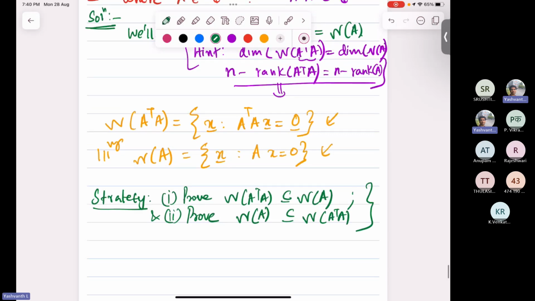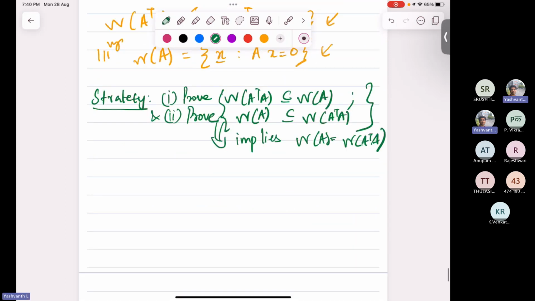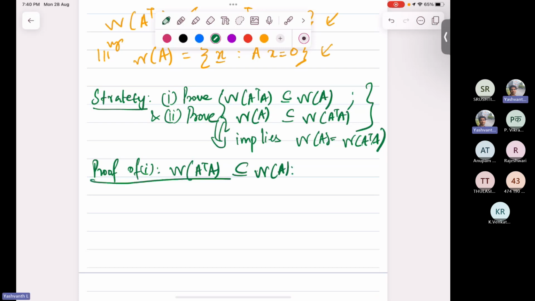Both of them together imply both these sets are identical. Null space of A is the same as null space of A transpose A. They are identical. So we will just prove these two facts. Okay, so proof of 1. That is, null space of A transpose A is a subset of null space of A. So what should I do?